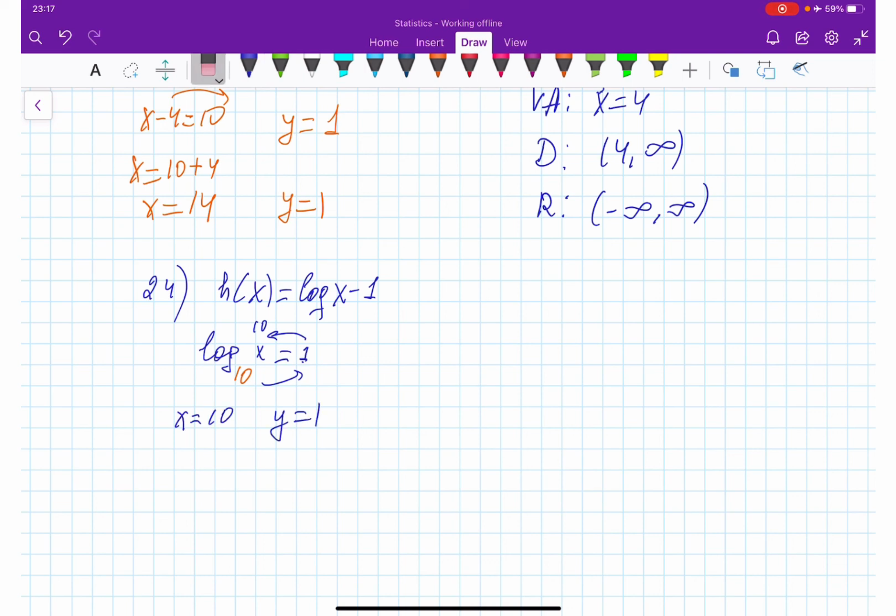And the other case I would like to look into, when at 10 to the power 0, then x is going to be equal 1. So x is equal 1, y is equal 0. So here I have coordinate 10 and 1. Here I have coordinate 1 and 0. Okay? Ten and 1, 1 and 0.